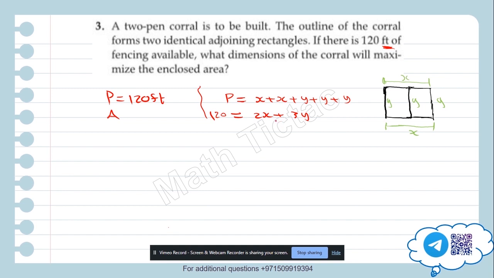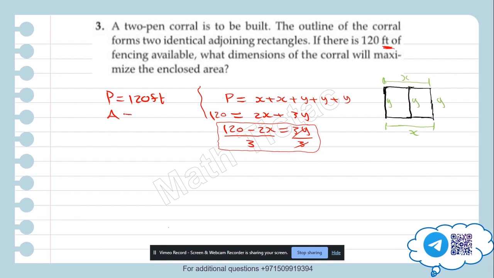So we need to substitute either the y or the x. So let's take the x over here. So 120 minus 2x is equal to 3y. Then after that, I will divide the whole side by 3. That's it. This is my substitution. y is equal to (120 minus 2x) over 3.